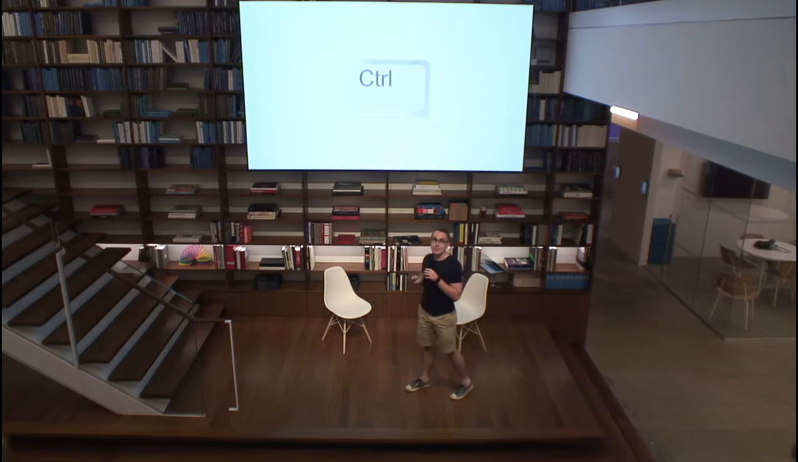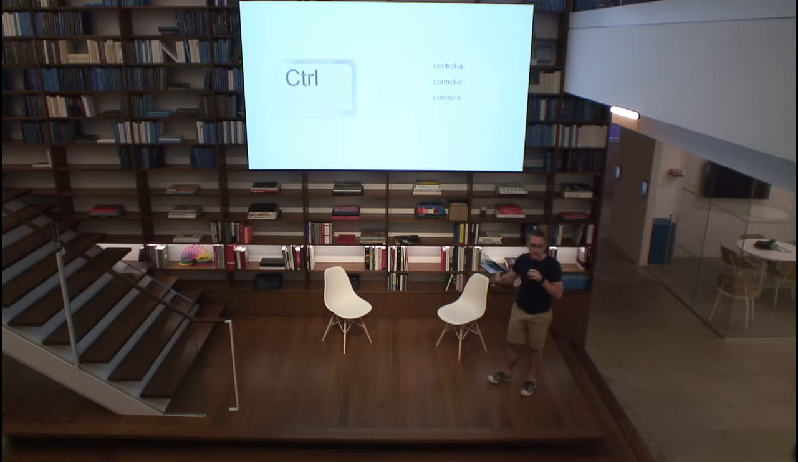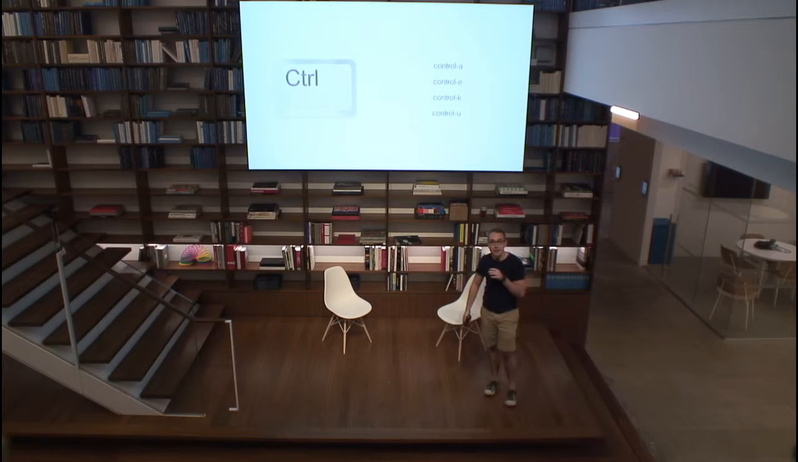The control key is your friend. There's a lot of great shortcuts. Control A will bring your cursor all the way to the front of the line. Control E will bring it all the way to the back. Control K will actually cut from your cursor to the end of the line. And Control U will do the opposite, from your cursor to the beginning of the line.